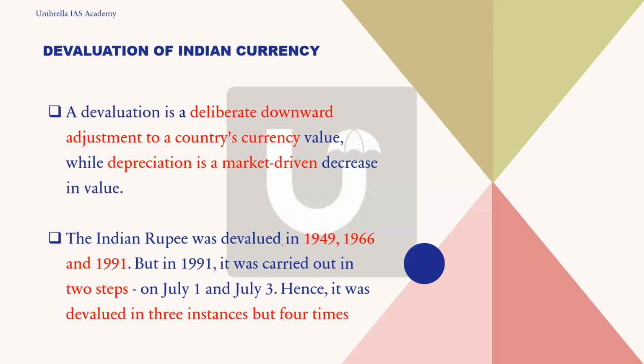Next, coming to this RBI explanation. The Indian rupee was devalued in 1949, 1966, and 1991. So what RBI says is the Indian rupee has been devalued in 3 instances. If I say 3 instances, is it a right statement? The statement is right. And 4 times, is it right? Again, it is right.